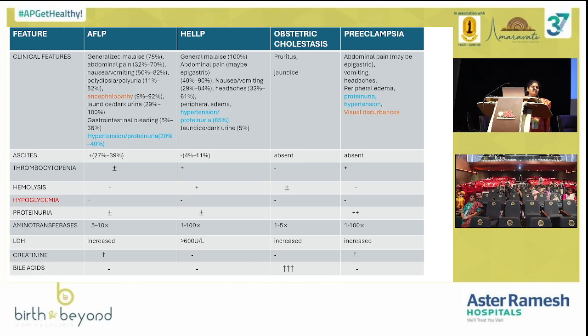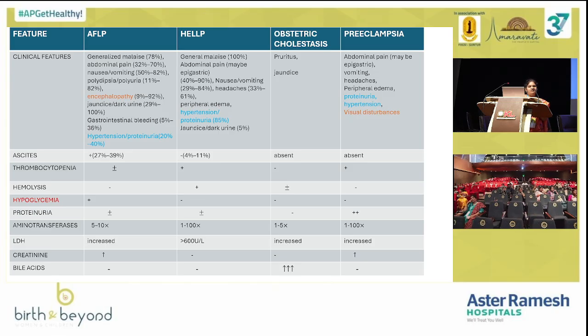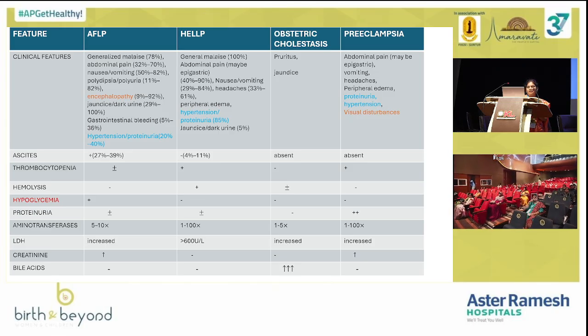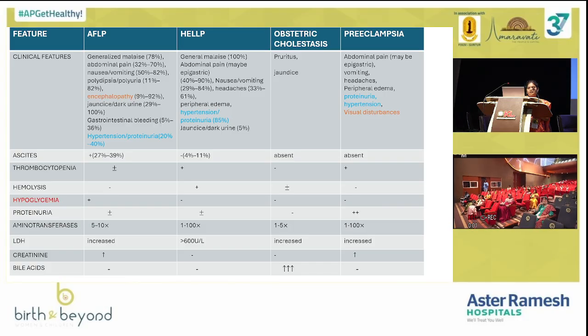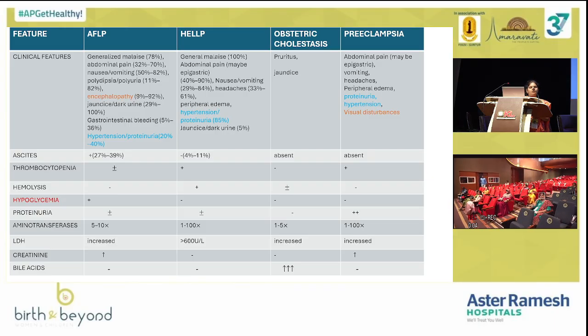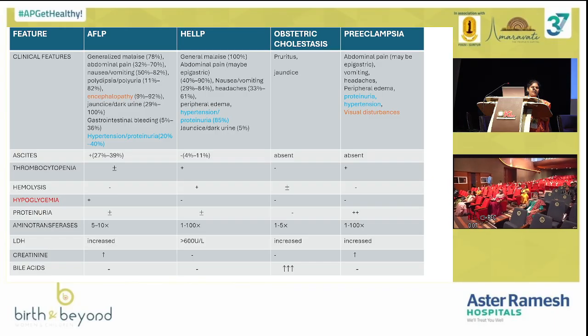The LDH rise is very high in HELP when compared to the other conditions. Usually in HELP the LDH will be more than 600 units per liter, and the enzyme elevation can be up to 100 times, when compared to AFLP. Coming to preeclampsia, they have more neurological symptoms when compared to the other conditions. Symptoms like headache, blurring of vision, even seizures can be there in severe preeclampsia. They can have mild AKI, but other features like hypoglycemia and hemolysis will be very rare. But thrombocytopenia can be there in preeclampsia.